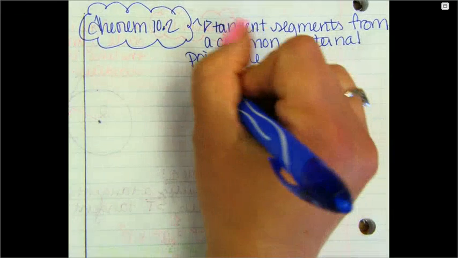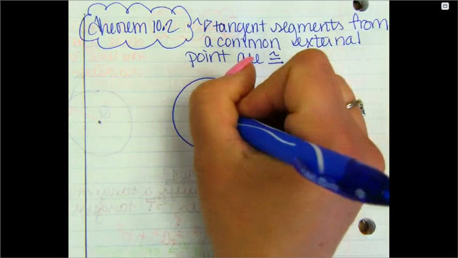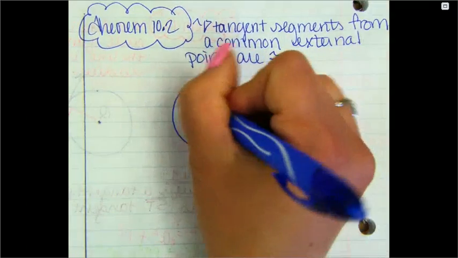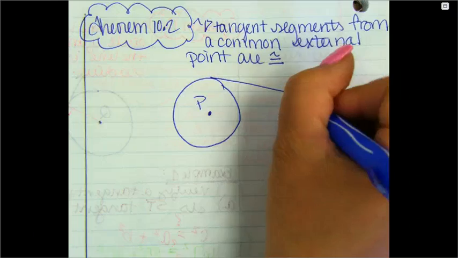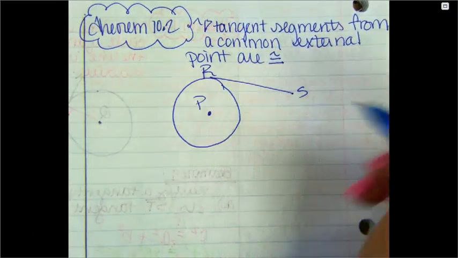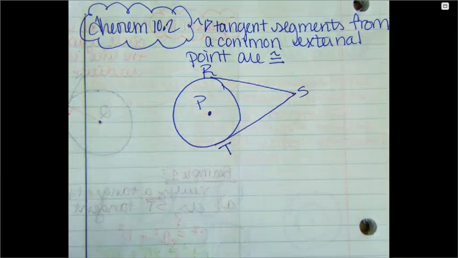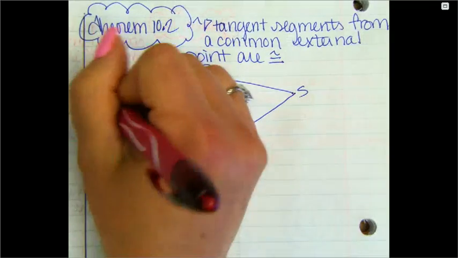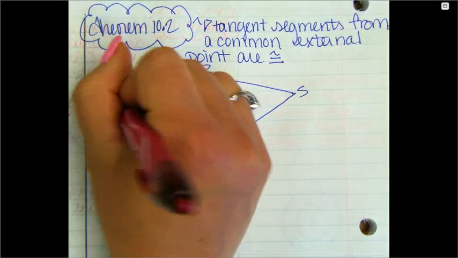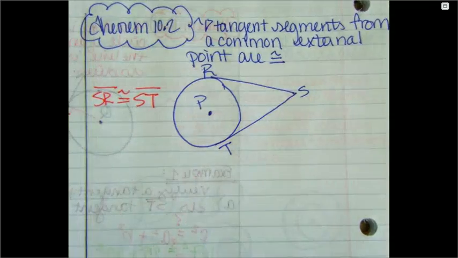What does that mean in terms of picture? It means here's your picture. Here's circle P. Here's tangent RS. Here's tangent TS. It means that segment SR is congruent to segment ST.